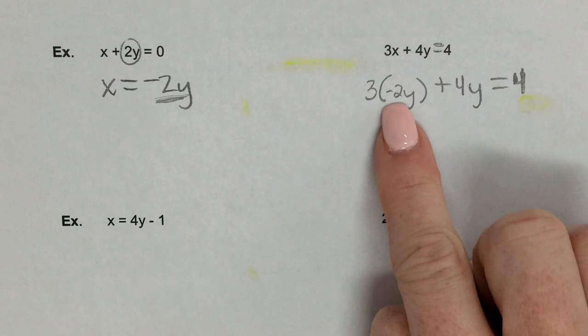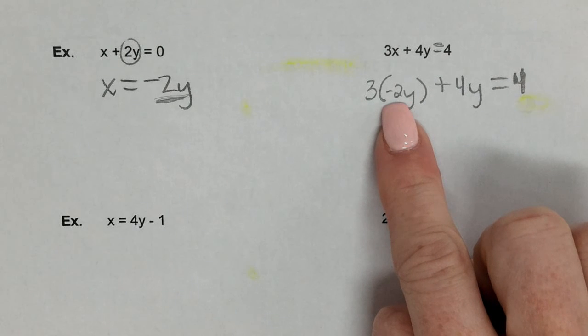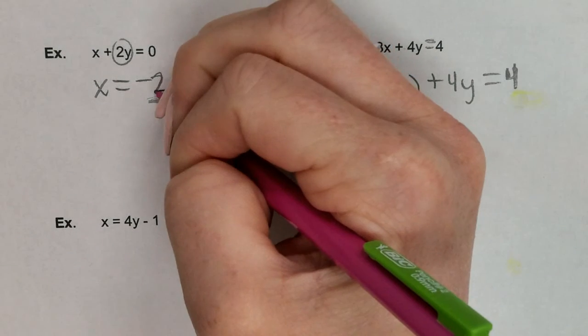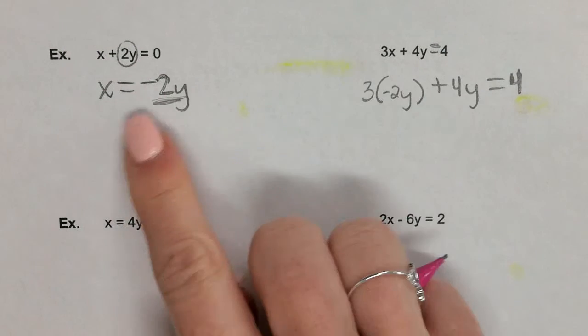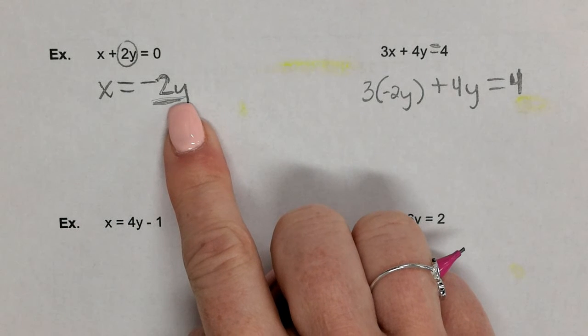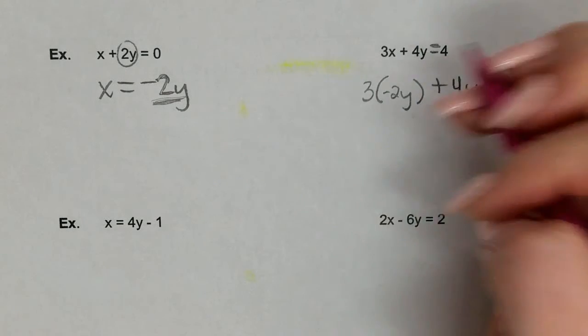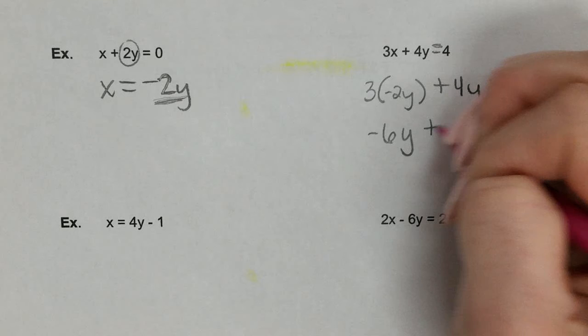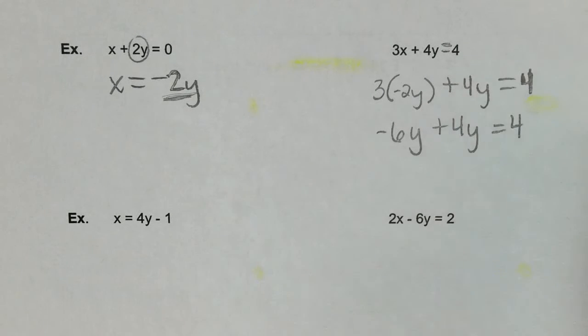You have to put the y on negative 2. Is that it? Well, isn't that what that says? Does this say negative 2y? Then you have to put negative 2y. Okay? 3 times negative 2 is negative 6, keep my y, plus 4y equals 4.